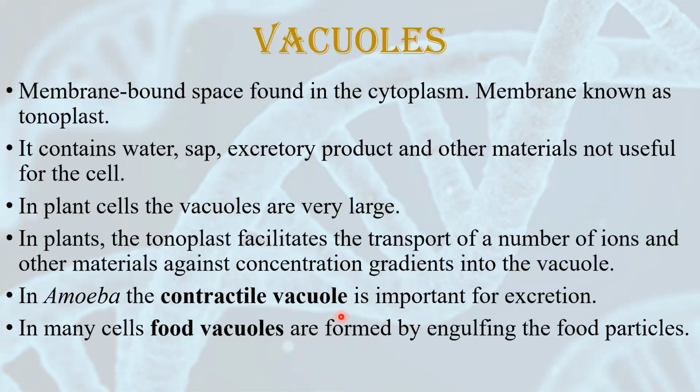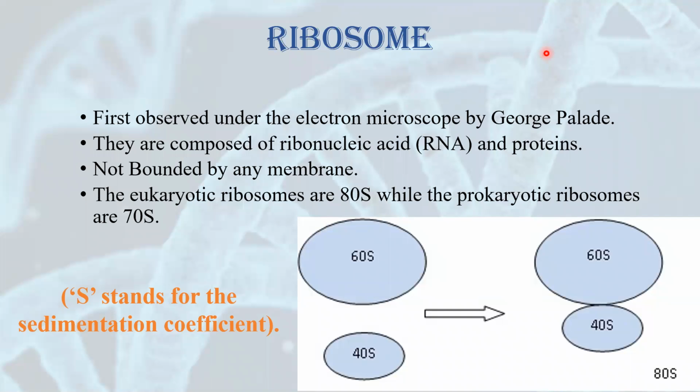It will ingest it, engulf it, and then a food vacuole will be formed in which digestion, absorption, assimilation processes will be going on. So this was about vacuole. Next organelle is ribosome. Ribosome was also present in prokaryotic cells.